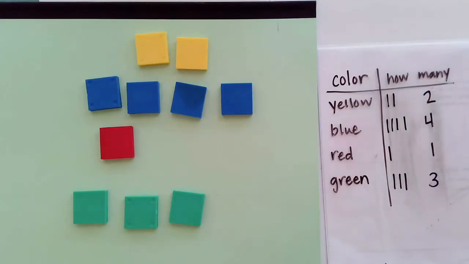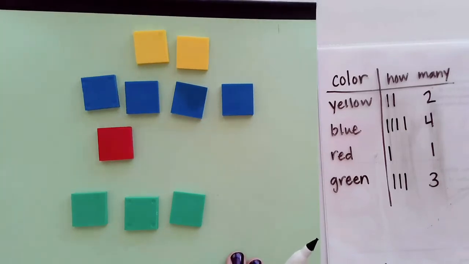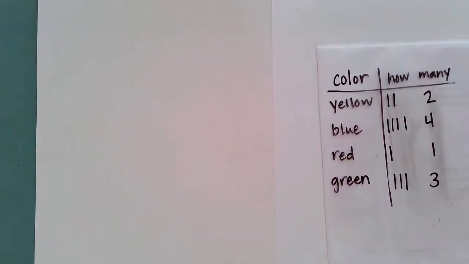So I found my category, I sorted and counted my squares, and I recorded these using tally marks as well as these numbers, okay? So now I have a better understanding of how many squares were blue and how many squares were green, okay? So let's take a look at another example, okay?